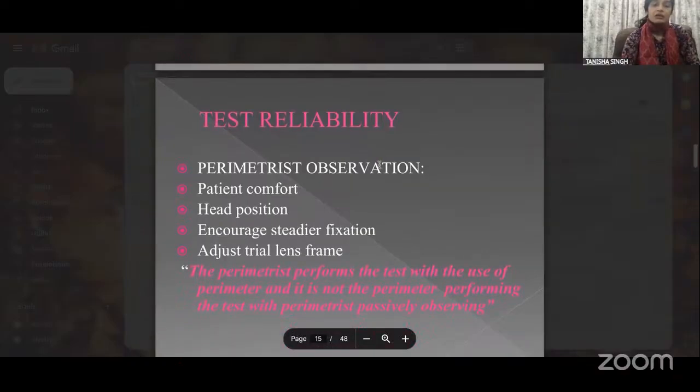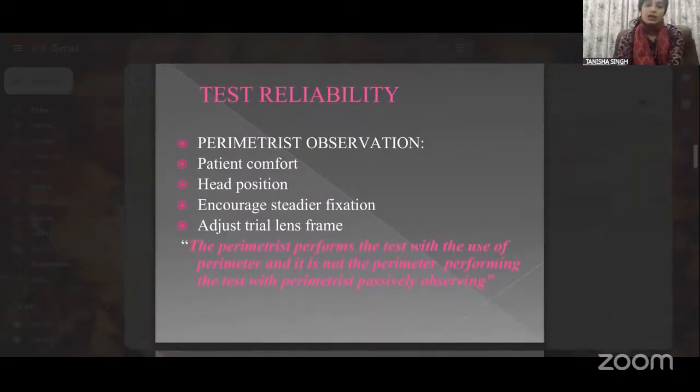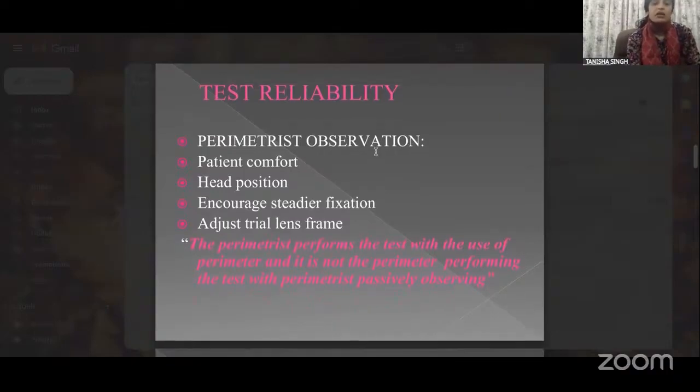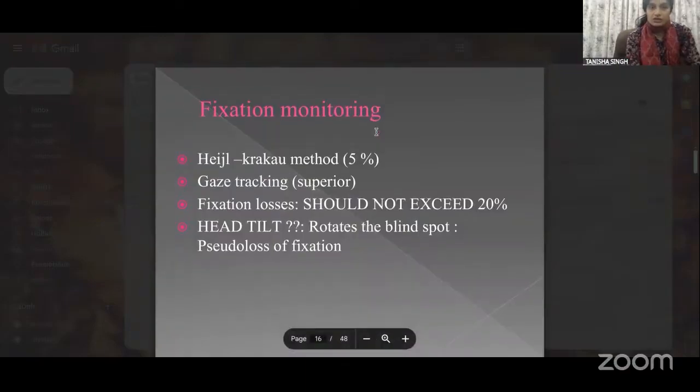So the reliability will depend on the perimetrist observation, the patient comfort and head position are of utmost importance. And the patient should be knowing that if the patient needs to shift the head position or make themselves more comfortable, there's a way to pause the test in between and can reposition herself or himself and start the test again. So that should be paid attention to.